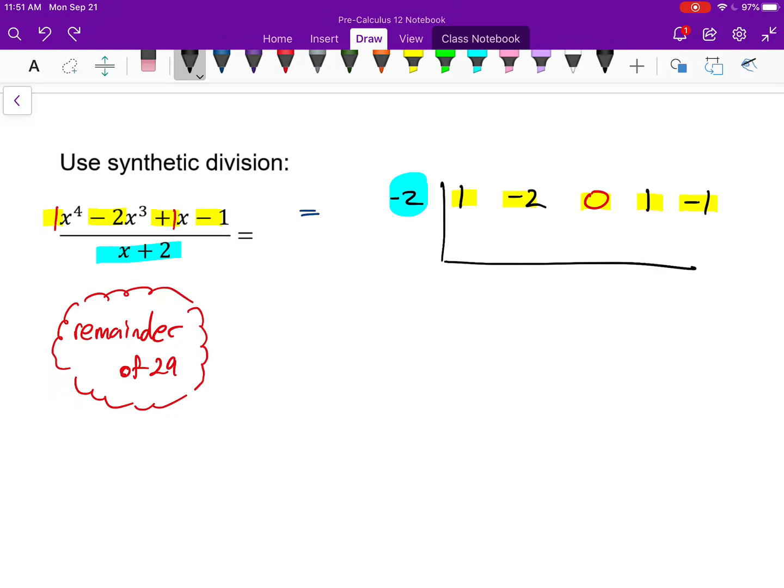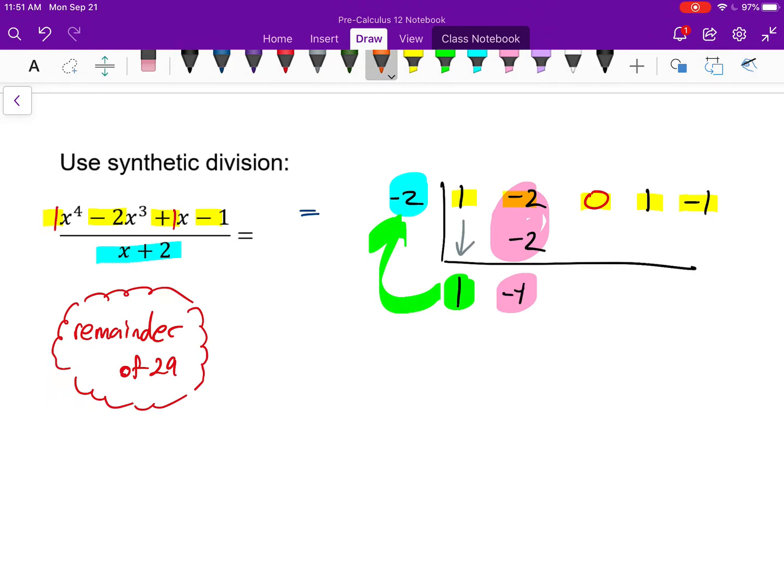So what do I do? How do I divide this? Essentially, I'm just focusing on coefficients. First, we always just bring down the first number, 1. Then I take that 1 and multiply by whatever number is here, so negative 2. 1 times negative 2 is negative 2. And I put that right here. Then I just combine these two together. Negative 2 and negative 2 is negative 4.